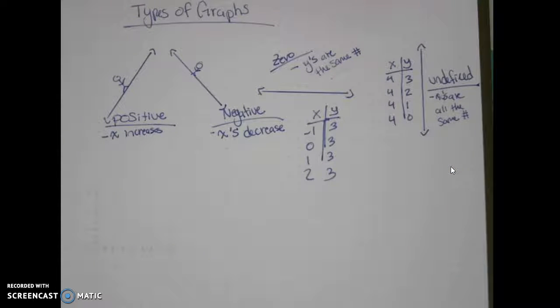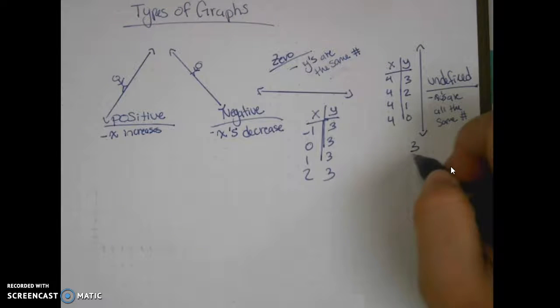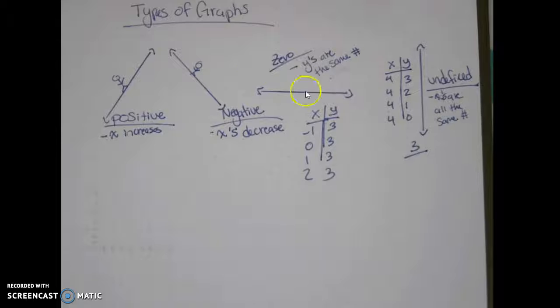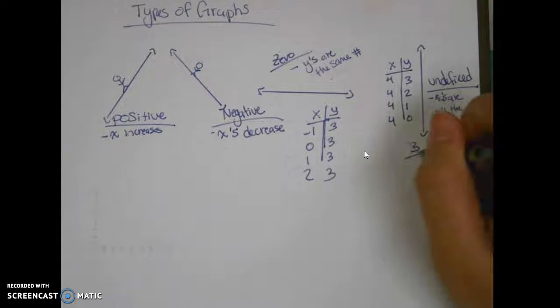The reason why this is undefined is because this is something we really don't want in math. We want to be able to find the slope. So this would look like this.